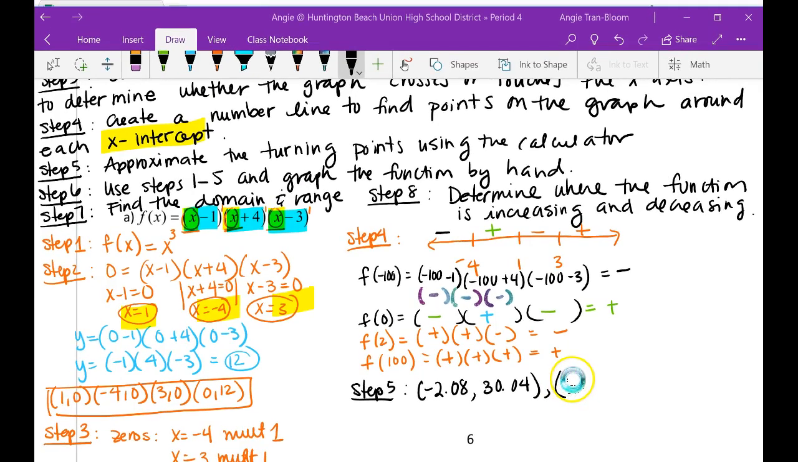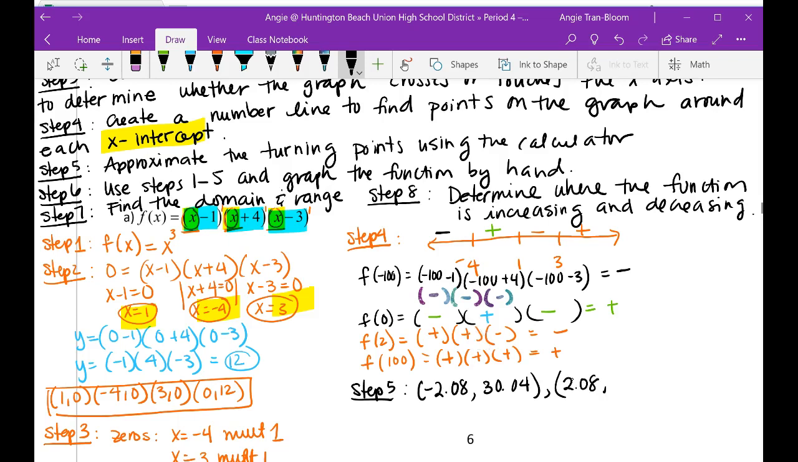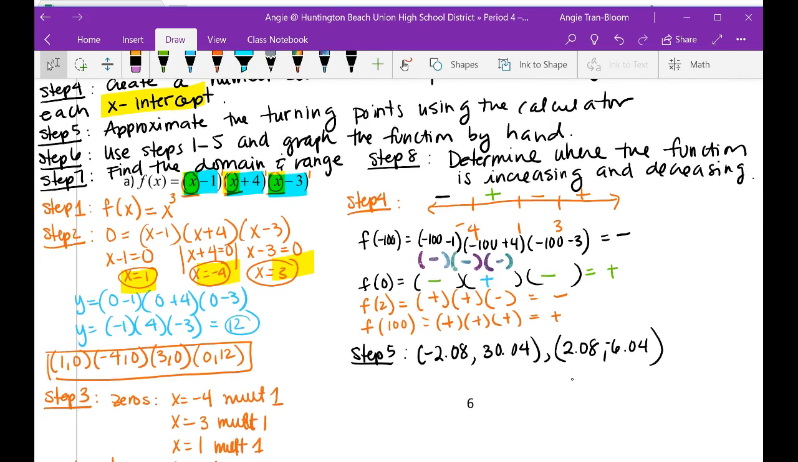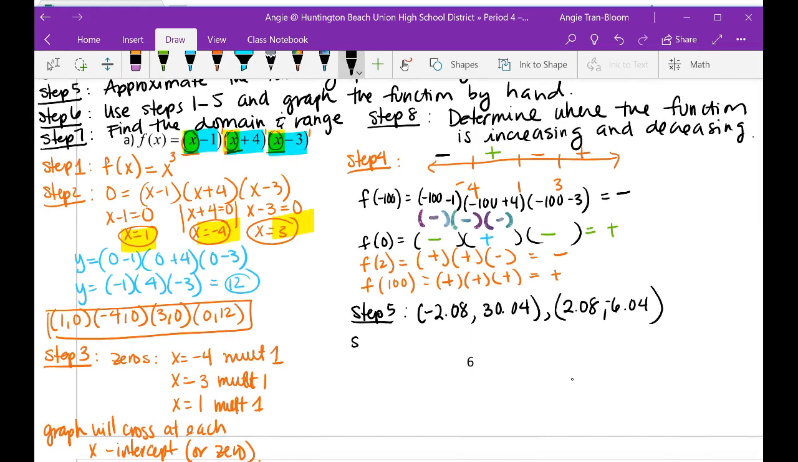So positive 2.08, comma negative 6.04. So those are the two turning points that we got by graphing, okay? Use steps 1 to 5 and graph the function by hand. So let's do that. That's your step number 6.